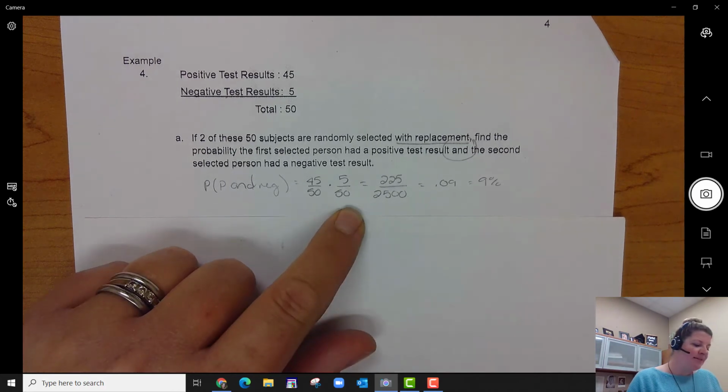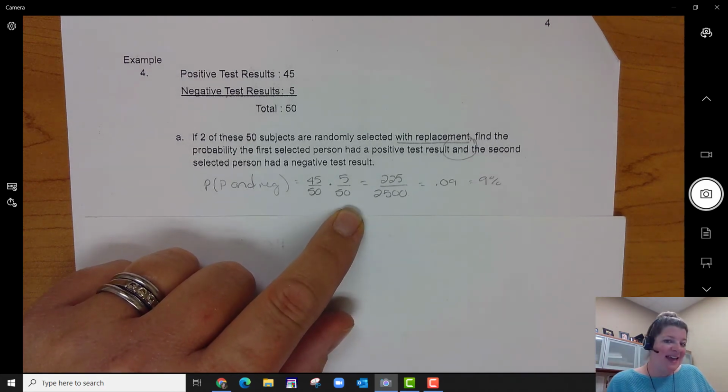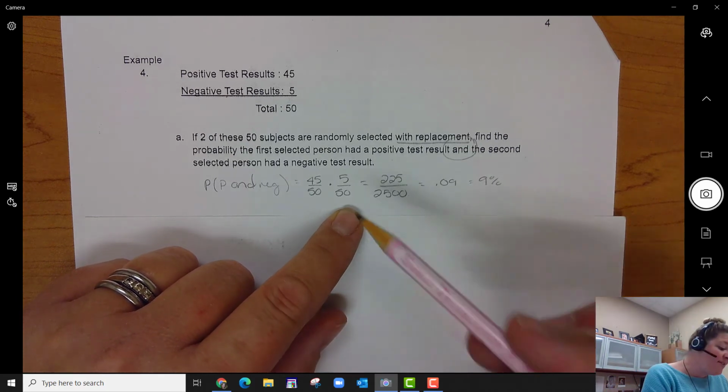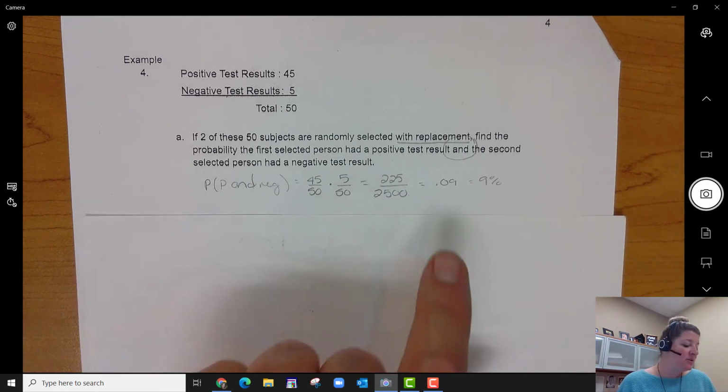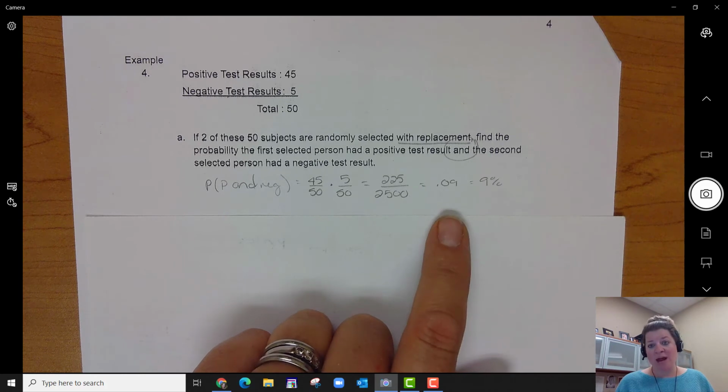And the second one is not affected because they're independent. They're not dependent on each other because we didn't leave one out. So there are still 5 out of the 50 because I left all 50 back in. And I would times those to get about 0.09.